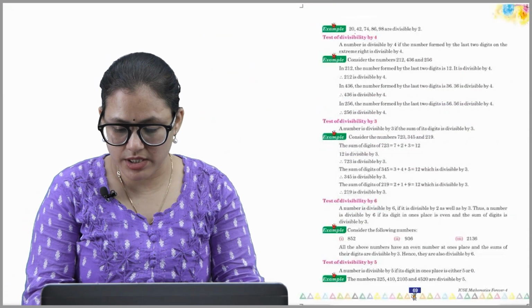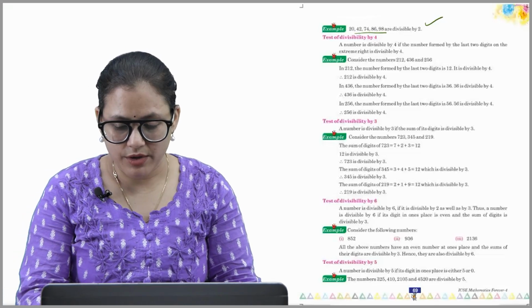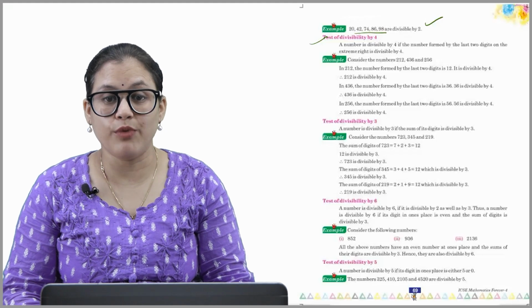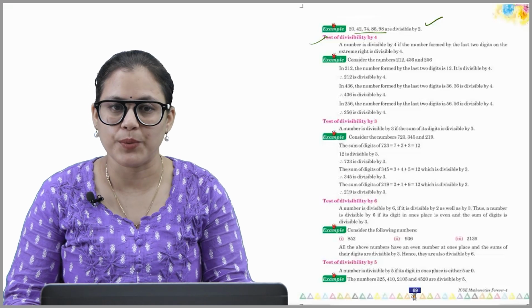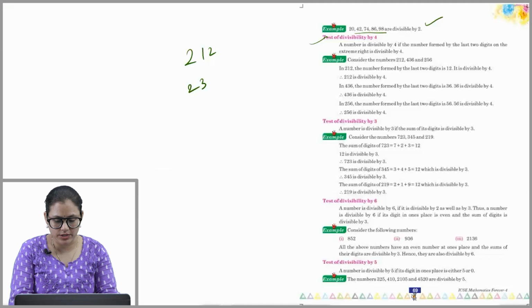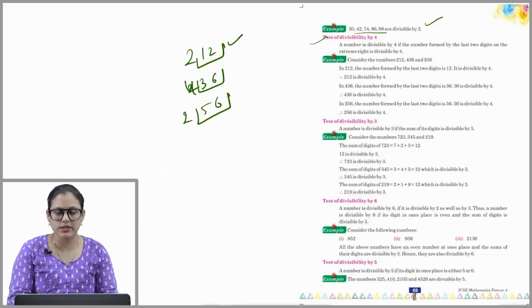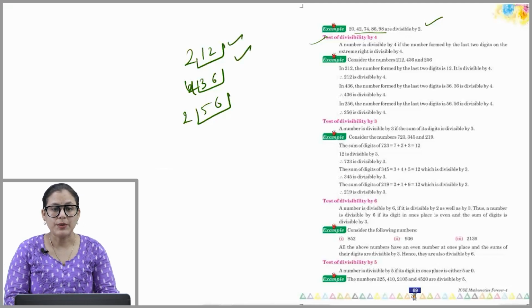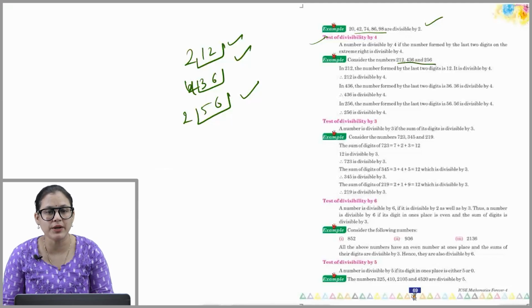Example, all these numbers are divisible by 2 because all these numbers are even numbers. Next, test of divisibility by 4. A number is divisible by 4 if the number formed by the last 2 digits on the extreme right is divisible by 4. Consider the numbers 212, then 436 and 256. So, we will consider only the 2 digits from the right side. Okay. So, 12 is divisible by 4, 36 is divisible by 4 and 56 is also divisible by 4. Okay. That means these 3 numbers are divisible by 4.